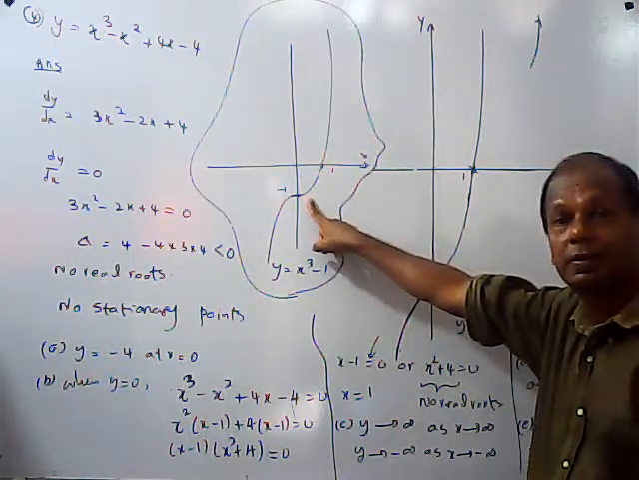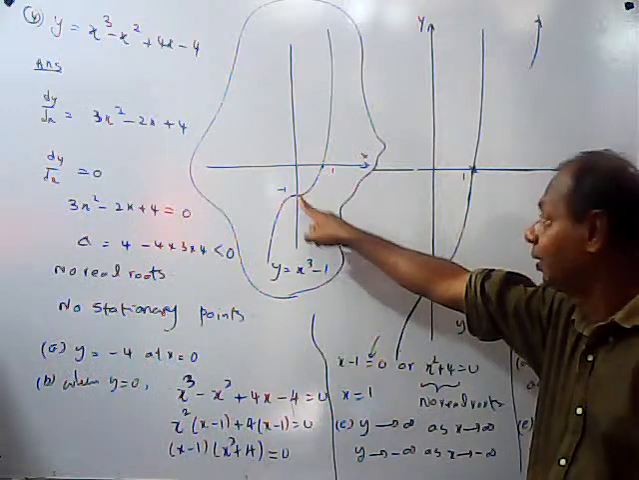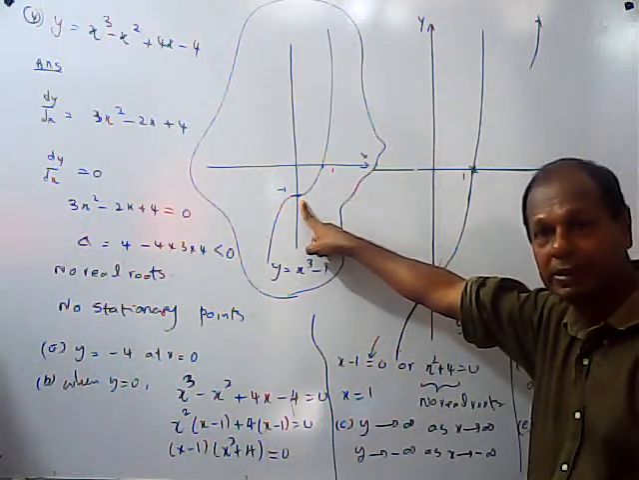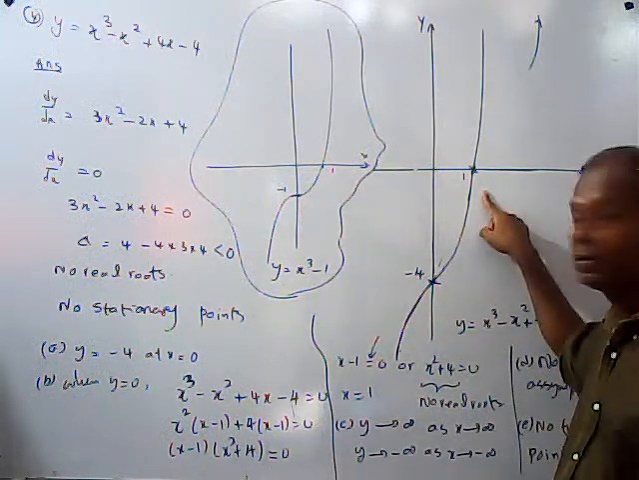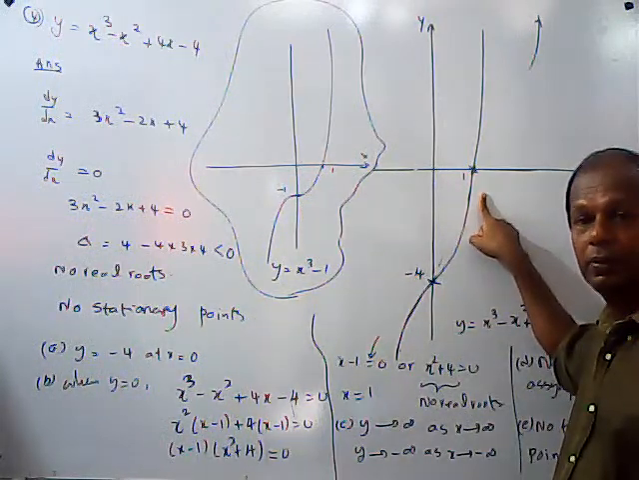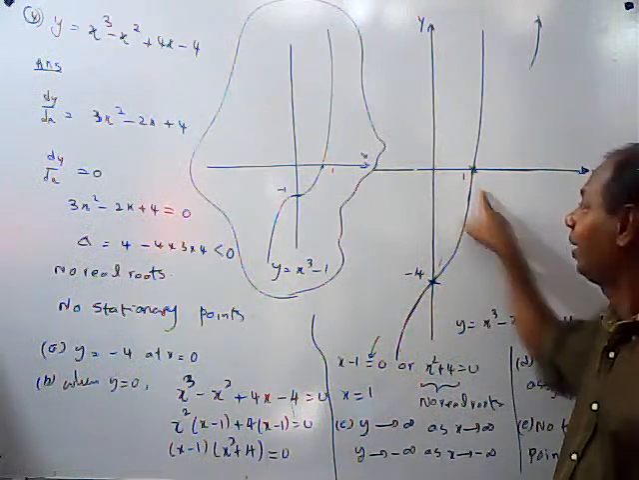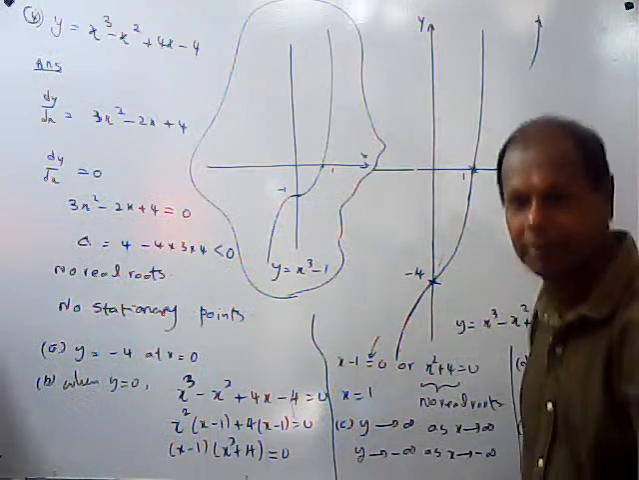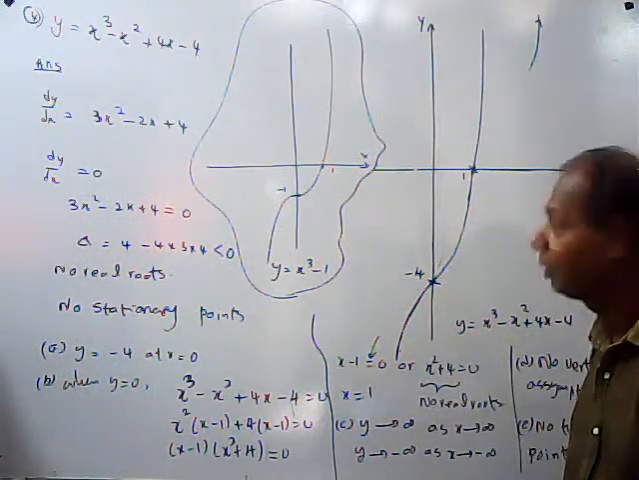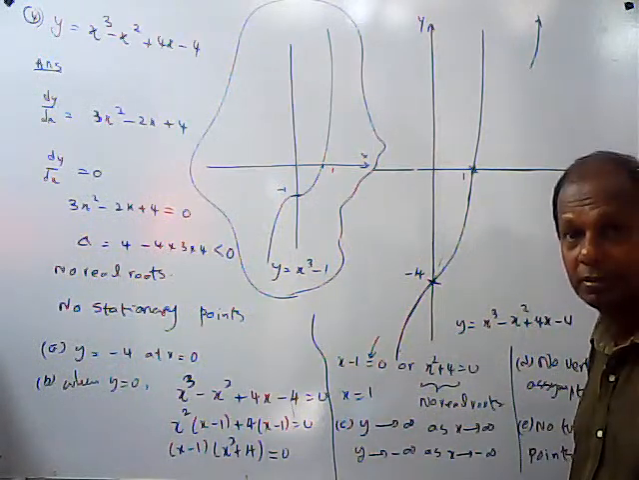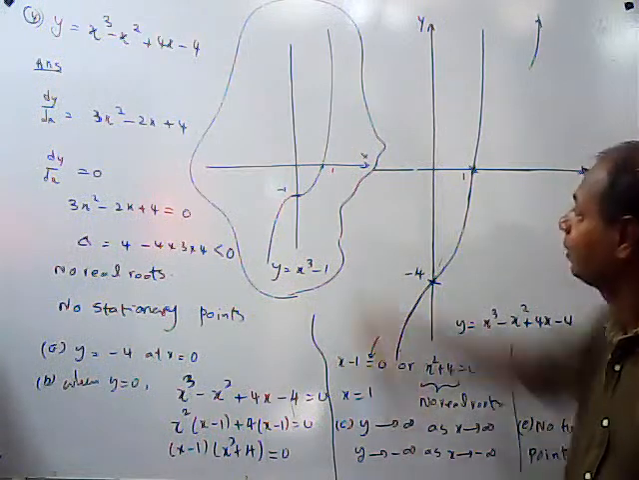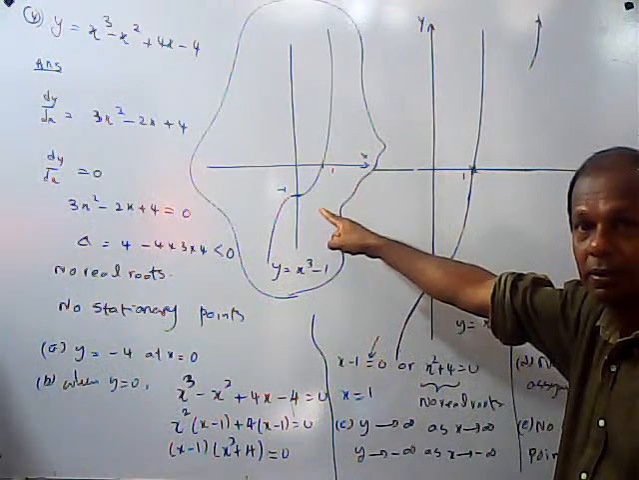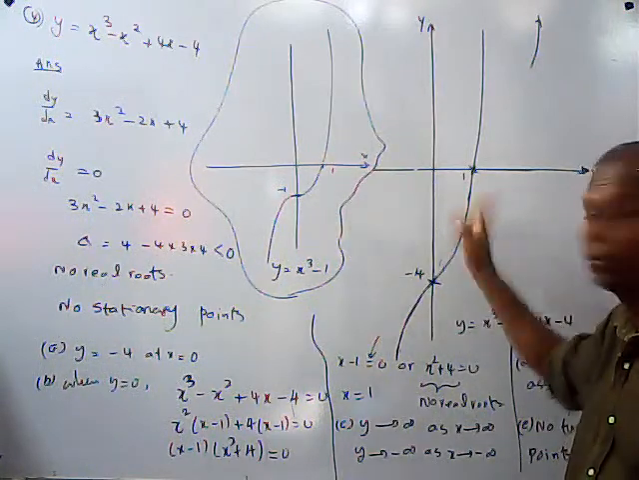This curve has a turning point here, an increasing inflection, but this graph has no turning point at all, right? Apparently, they look somewhat similar, but there is a serious difference between them. This has a turning point of inflection. This has no turning point at all.